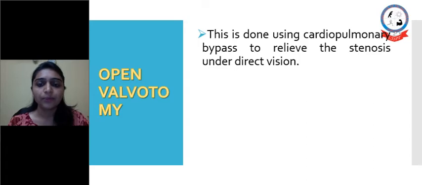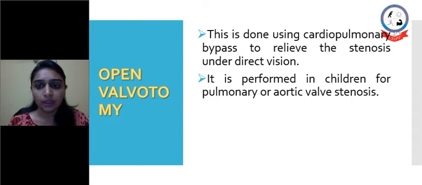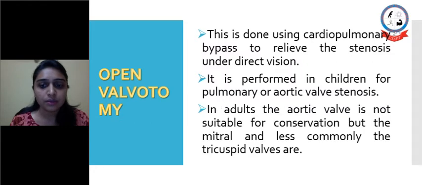Open valvotomy. This is done using cardiopulmonary bypass to relieve the stenosis under direct vision, in which the same left anterolateral thoracotomy is performed and a cardiopulmonary bypass machine is used so that the blood from the heart can be drawn into the machine and the circulation to the vital organs remains the same. It is performed in children for pulmonary or aortic valve stenosis. In adults, it is not usually performed, but sometimes it is performed for mitral or tricuspid valve.